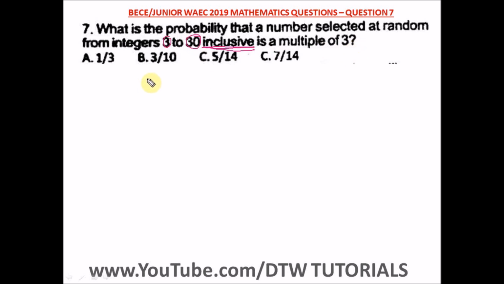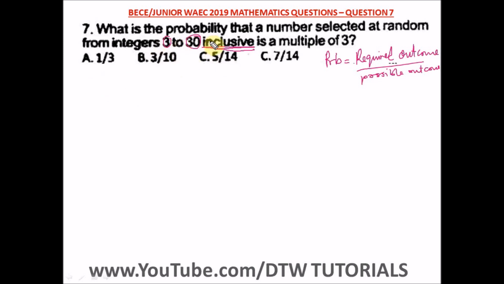Okay, so we have to write down the numbers. And remember, what is probability? Probability is equal to our required outcome over our possible outcome. Our required outcome is the probability that a number selected at random is a multiple of 3. The multiples of 3 are the required outcome, while our possible outcome is the total number of integers. So let's write down these integers.